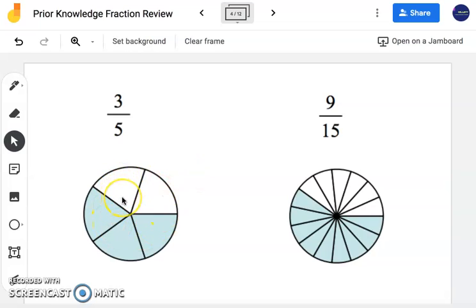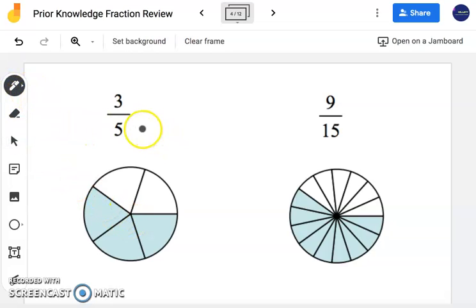Here I also have 3/5 one more time, but I also have 9/15. Now I notice these two fractions have different numerators and different denominators. However, in my picture, the same amount is shaded in. That's because 3/5 and 9/15 are equivalent. They are equivalent fractions, which means that they are equal. Even though there are different numbers as my numerator and denominator, the value of each of these fractions and the size are exactly the same, which means that they are equal.